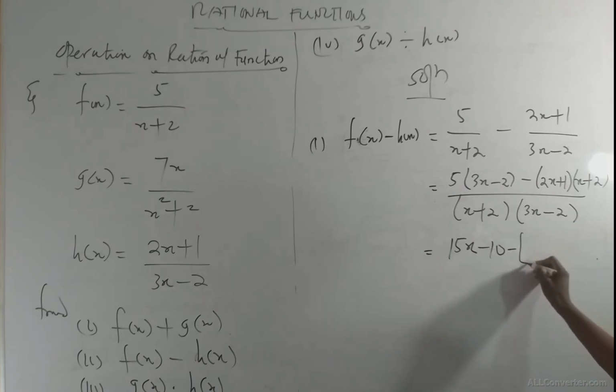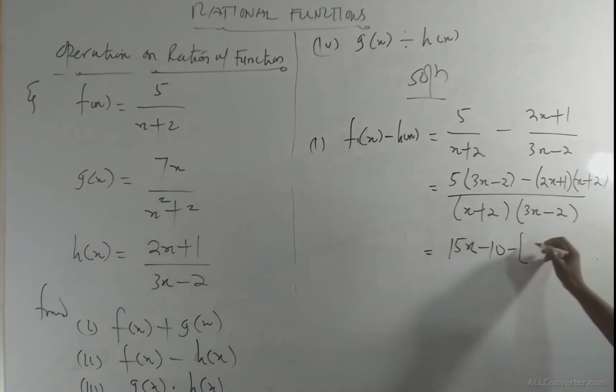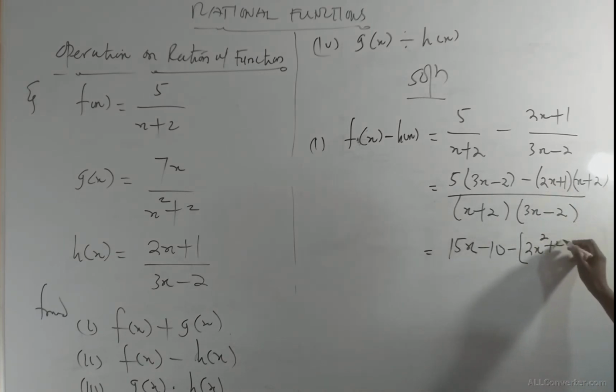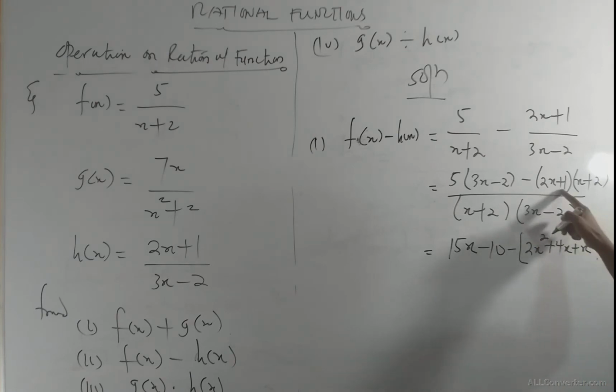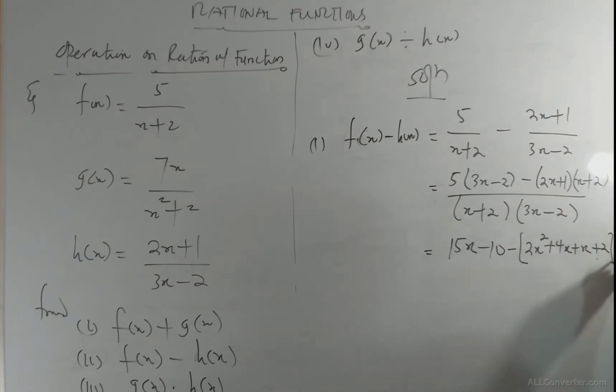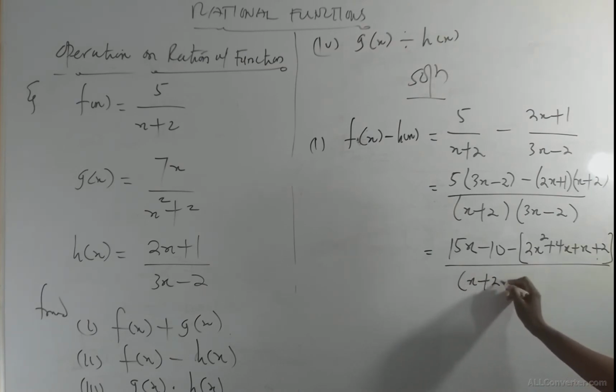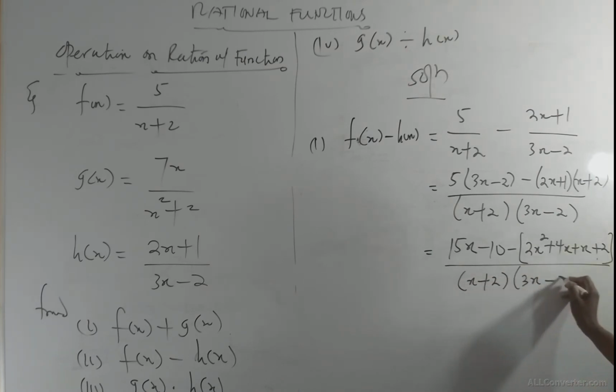Then let's simplify this. 2x will multiply x, and that will give us 2x squared. 2x times 2 will give us 4x. Then 1 times x will give us x. Then 1 times 2 will give us plus 2. So we are done with that. All divided by x plus 2, then 3x minus 2.